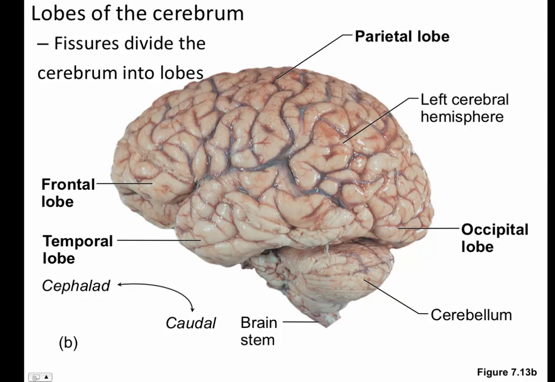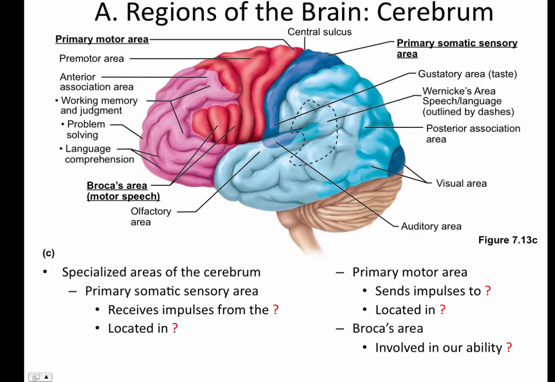This slide is just to show you the different lobes of the cerebrum once more, being the parietal, the frontal, the temporal, and then occipital, and that we have fissures dividing the cerebrum into these different lobes. Now looking at the regions of the brain and the cerebrum, we're going to focus on three major areas, and that's going to be the primary somatic sensory area, found here within the parietal lobe. And what this is used for, this is for sending, receiving impulses from the body's sensory receptors.